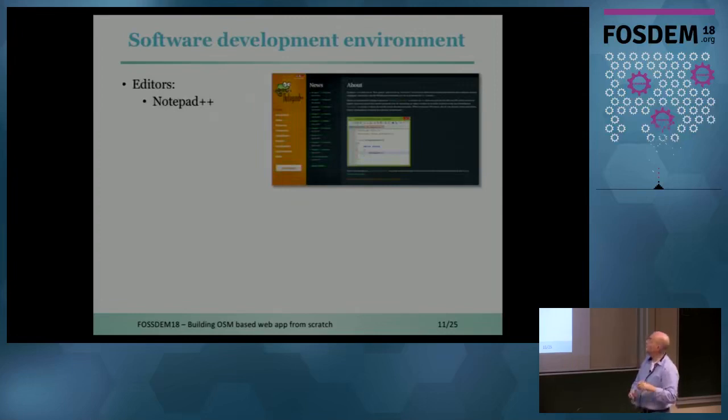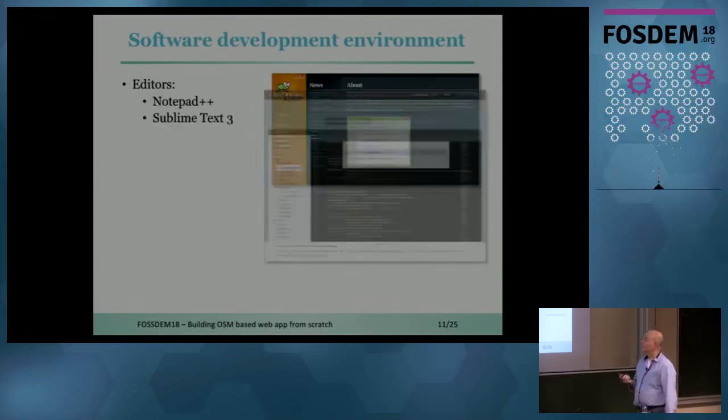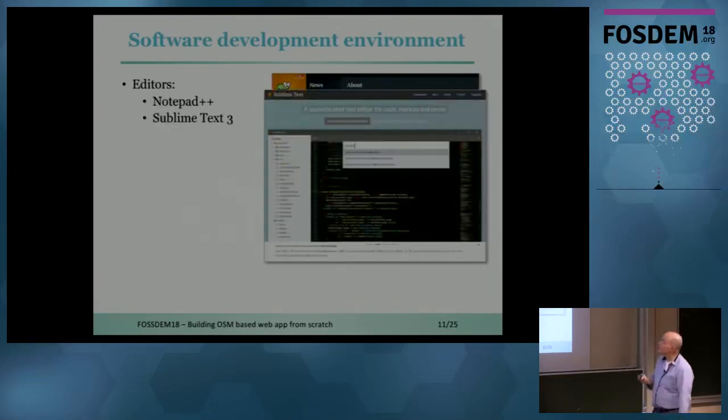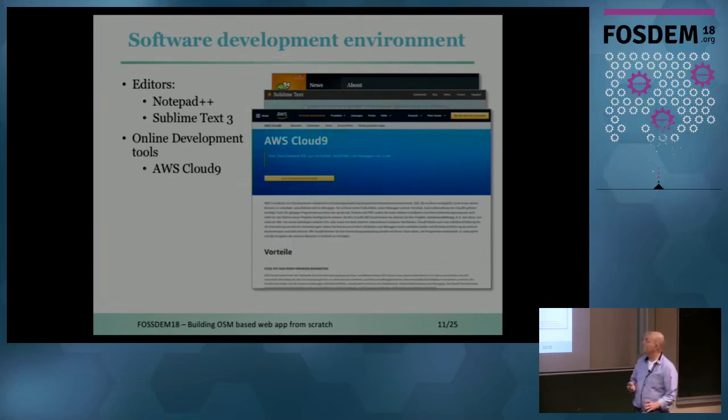Some words about the software development environment. You can use editors, Notepad++, maybe you know Sublime Text, very famous. Or you can use online development. Two years ago or so, I tried out Cloud9. At that time it was a very interesting product. You can do your development work only in the browser, from everywhere. That was very good, and I think Amazon had the same opinion, and therefore they bought it one or two years ago, and now it's fully integrated in Amazon's cloud.